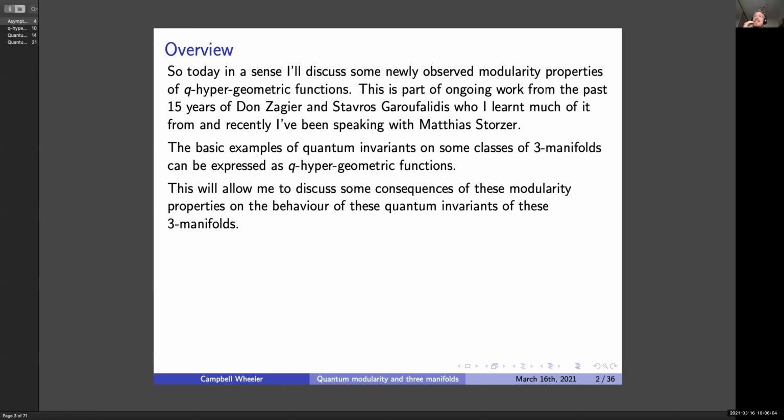The reason this plays a role in three-manifold topology is that many of the basic examples of quantum invariants that one can construct and calculate can be expressed as nice q-hypergeometric functions. So for nice classes of manifolds, you can write down reasonably nice formulae, do calculations, and start testing these things. Quantum modularity has consequences for the asymptotics of these invariants, and it relates the asymptotics to the geometry of the underlying manifolds, which is quite nice.